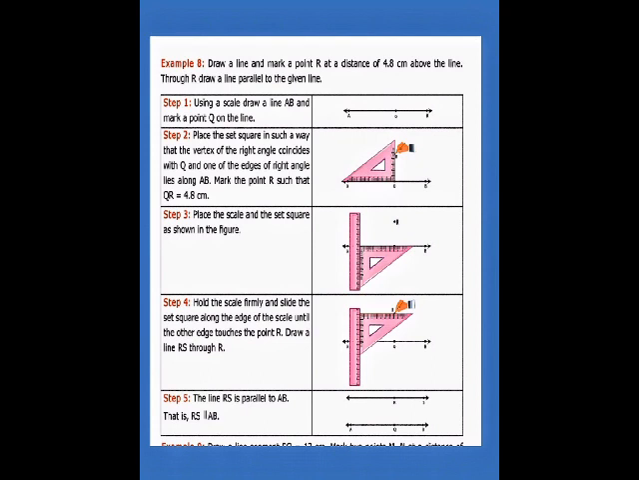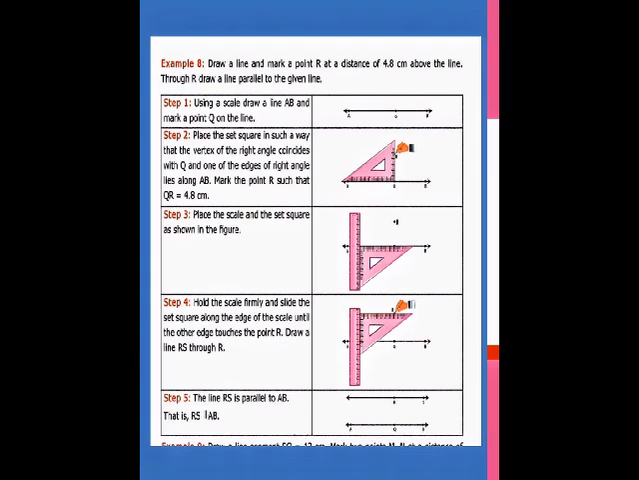Then place the scale and the set square as shown in the figure. Next, holding the scale tightly, move the set square to the marked point R. Then draw the line RS through R. The line RS is parallel to AB. This way we construct a parallel line at a distance of 4.8 centimeters.